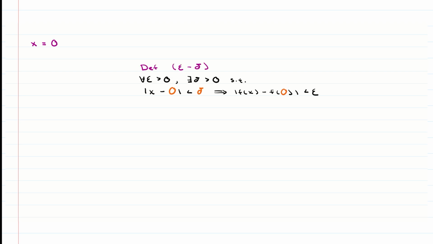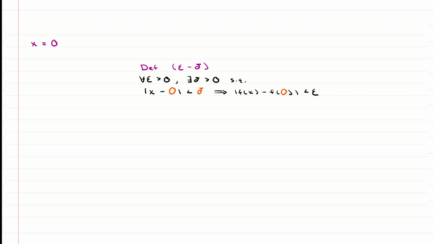Now before we get into the actual proof, we're going to need to do a bit of scratch work first. Now the point of doing scratch work is to find a delta that ensures our claim is true. That is, at point x equals 0, for all epsilon greater than 0, there exists a delta greater than 0, and that's the delta that we're going to find in our scratch work.